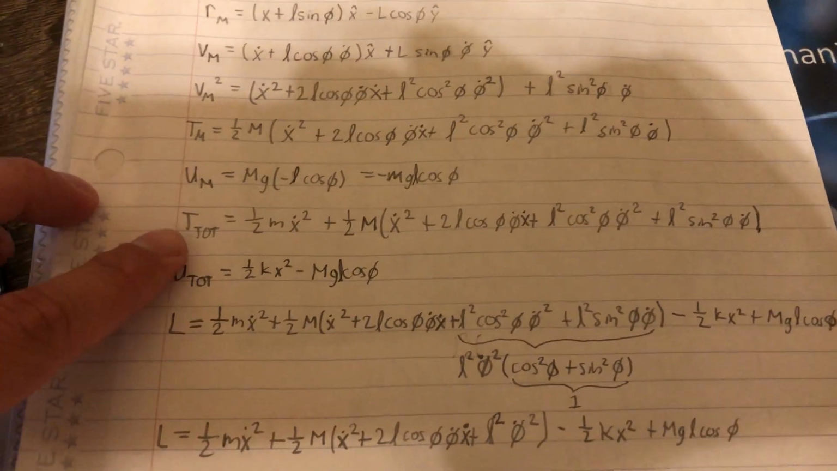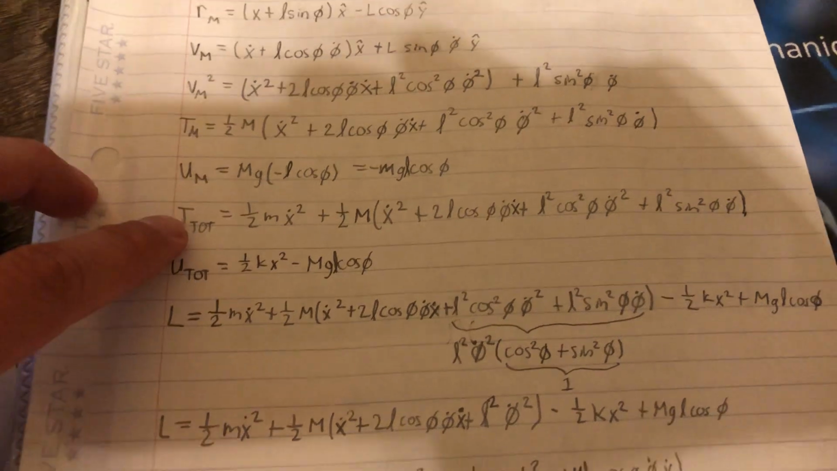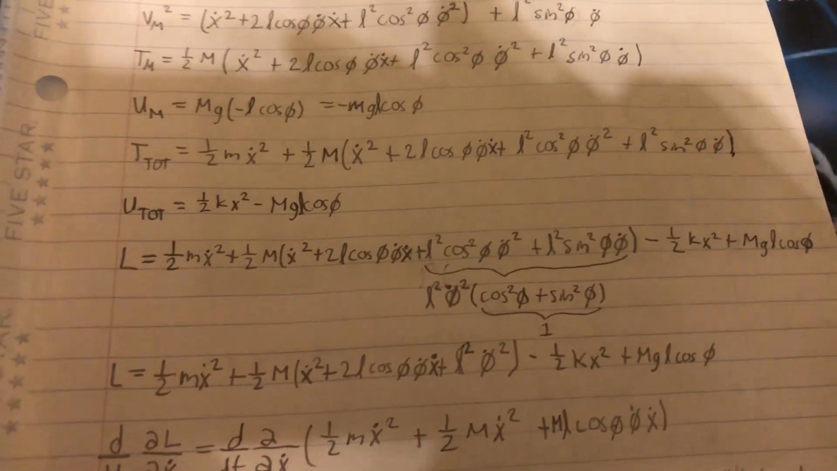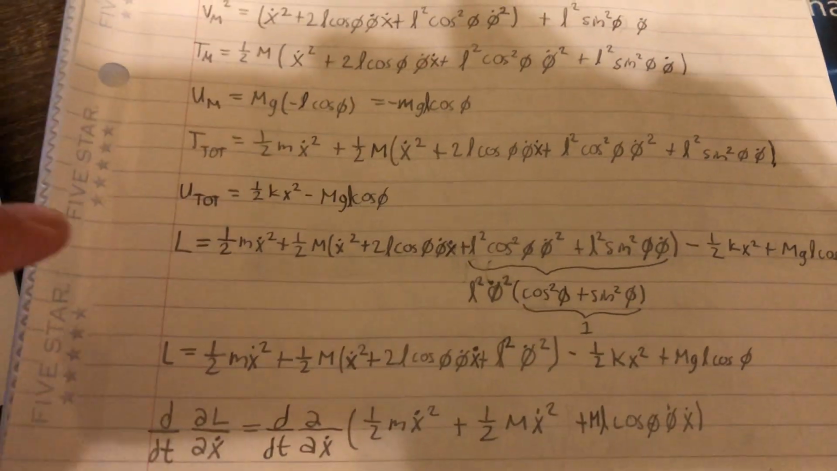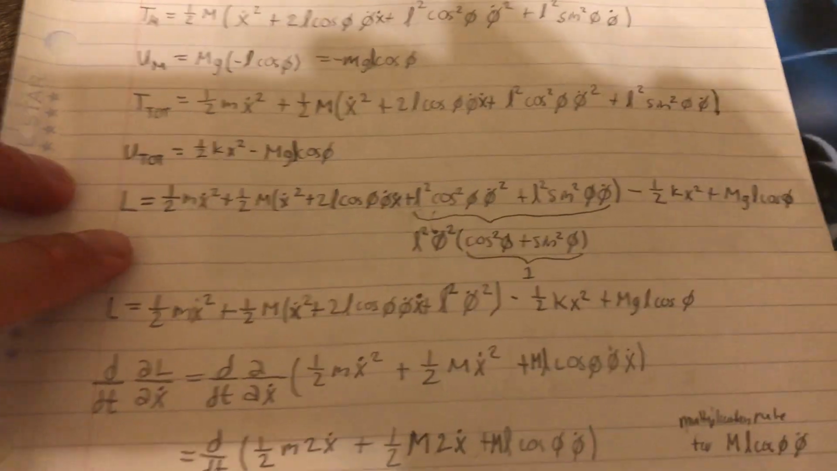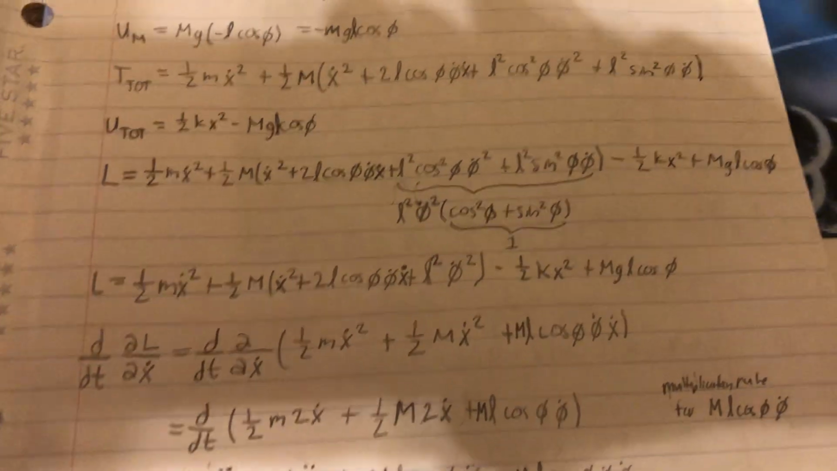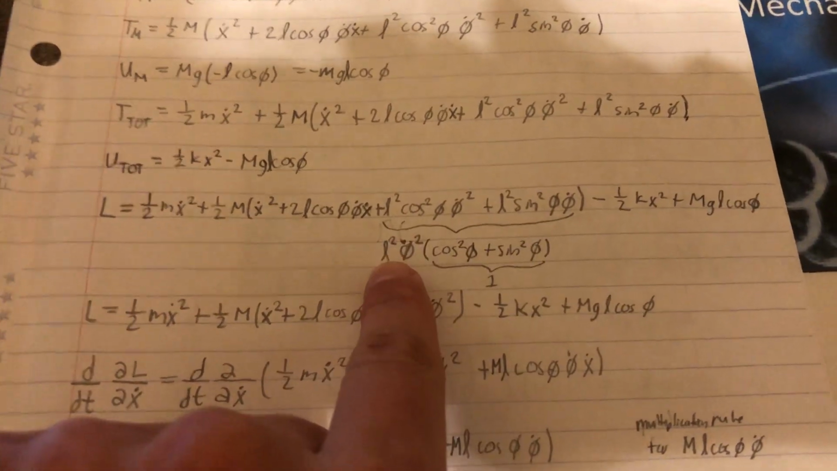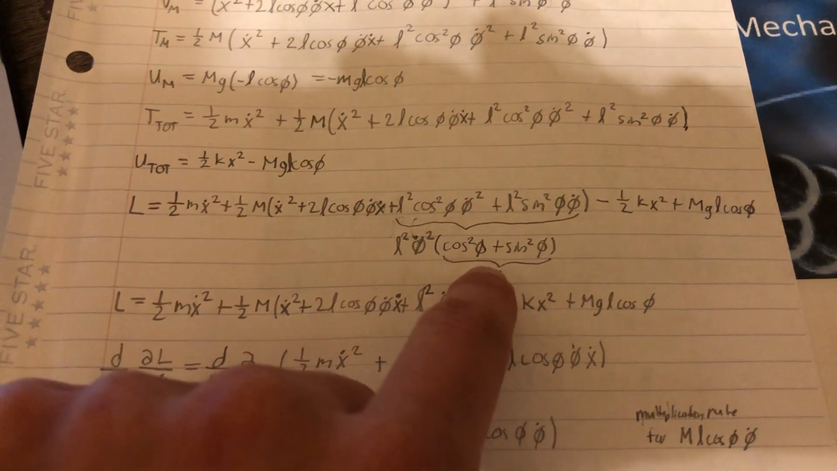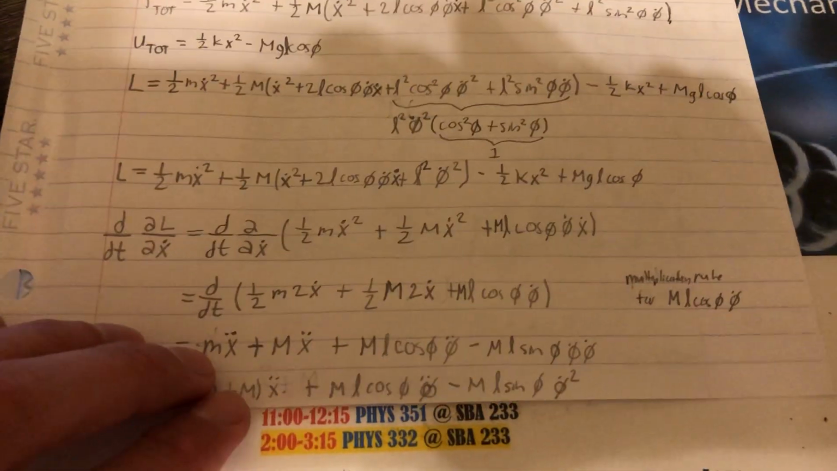And then we sum the kinetic energies up of the cart and the pendulum mass. Then we sum the potential energies up of the spring and gravity. Then we write the Lagrangian. Whenever I wrote the Lagrangian, I realized that you could factor out L squared phi dot squared to get cosine squared phi plus sine squared phi, which comes to 1. So it makes it a little easier.